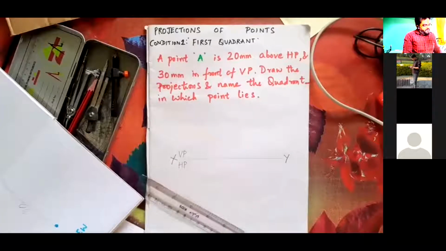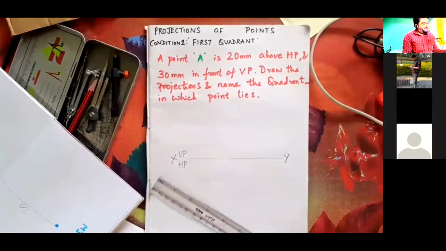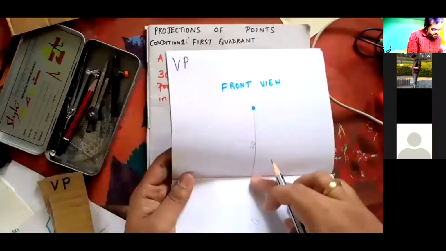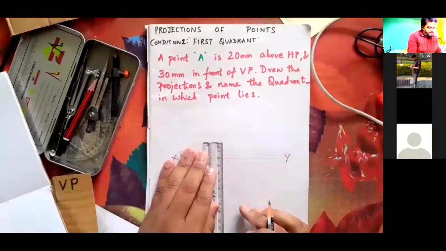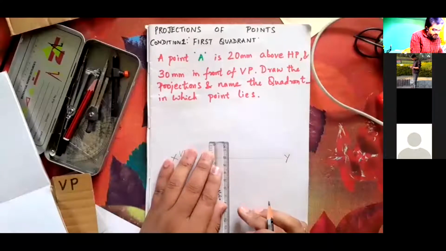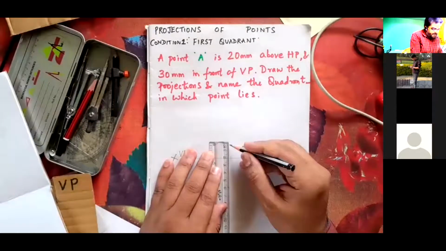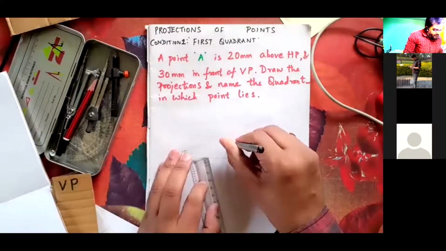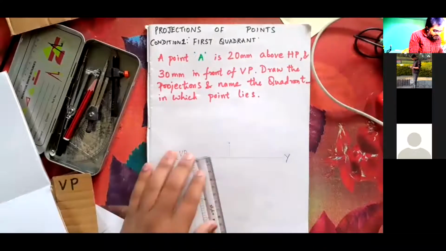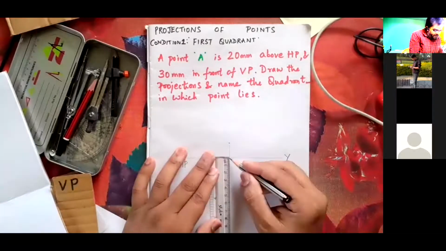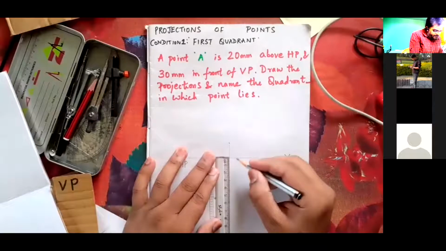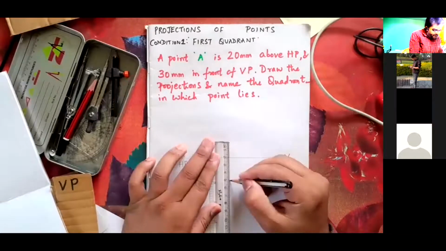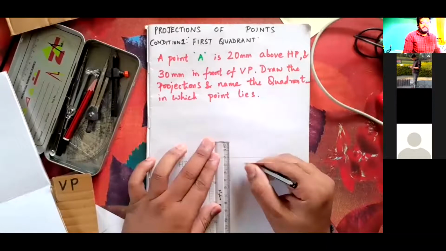Take a scale: 20 mm above HP. See, above the XY line, 20 mm. I'll just draw two boxes in my sketchbook. If it is possible, draw a line for two boxes in this unruled sheet. That is enough. A thin line is enough, and put a small dot. In the same way, 30 mm exactly below this. I'm drawing a point with the same thin line, 20 and 30, and marking it with a dot.